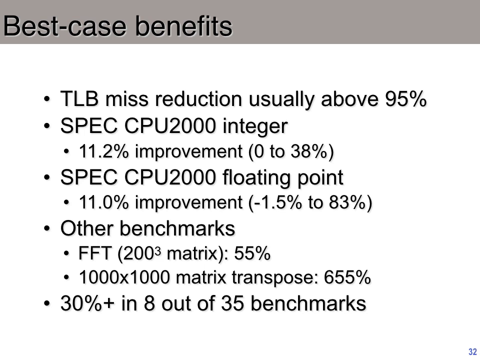Which kind of is surprising, right? But then if you think about it, this reflects that sometimes their mechanism made wrong guesses. That is, it created superpages where superpages were not required, and they had to undo the effect of their wrong decisions. There were other benchmarks, fast Fourier transform, matrix transpose. Again, these gave pretty impressive performance improvements. And out of 35 benchmarks they tried, 8 of them had 30+% improvement, which is pretty good.